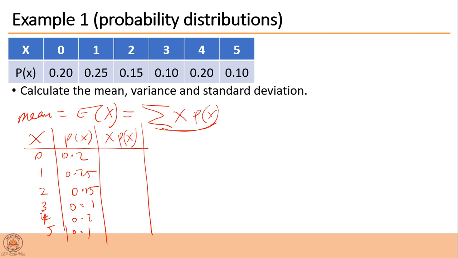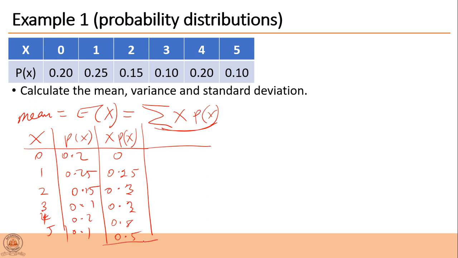Now the x and p of x, I'm simply going to multiply the two of them. So if we are going to do that, what are we going to get? 0 multiplied by 0.2 would be 0. 1 multiplied by 0.25 would be 0.3. 2 multiplied by 0.15 would be 0.3, and 3 multiplied by 0.1 is 0.3. So this is basically how you're going to do the multiplication. So watch your calculators and you have these values. I can be wrong, so do well to cross-check using your calculators.